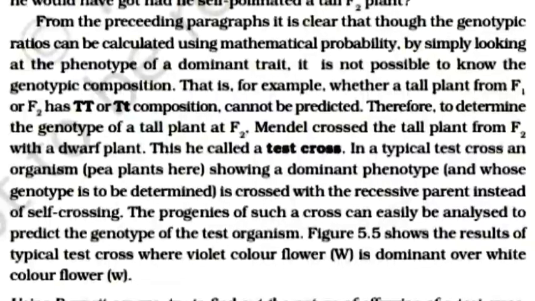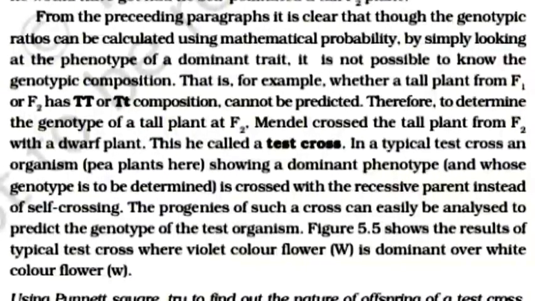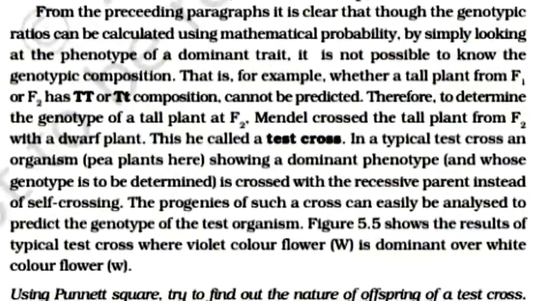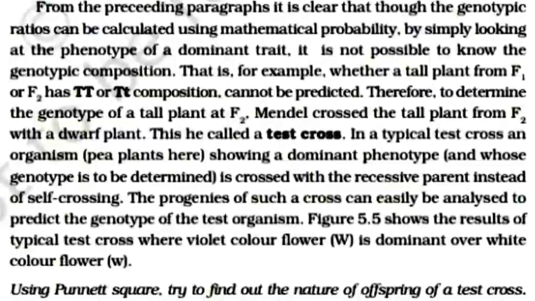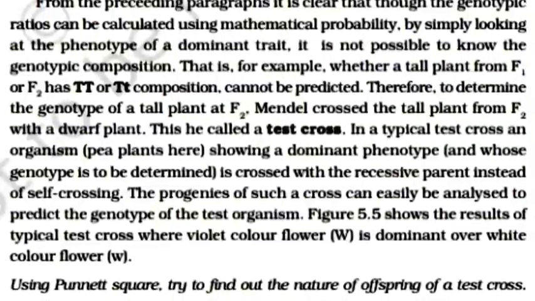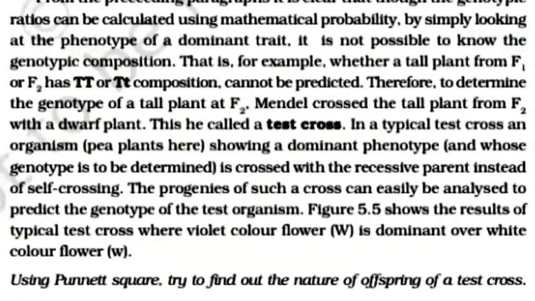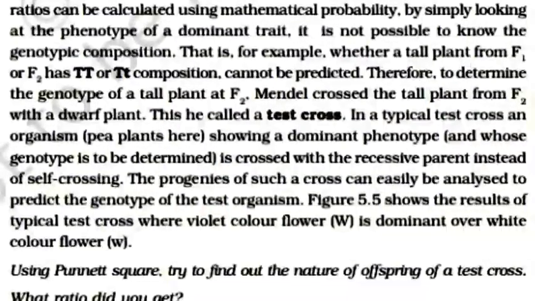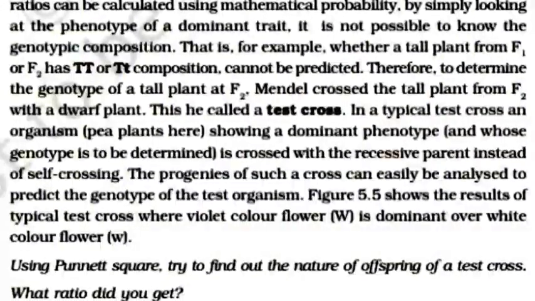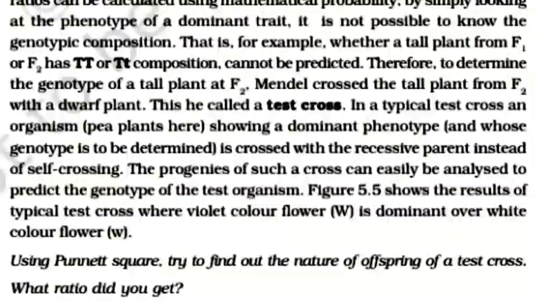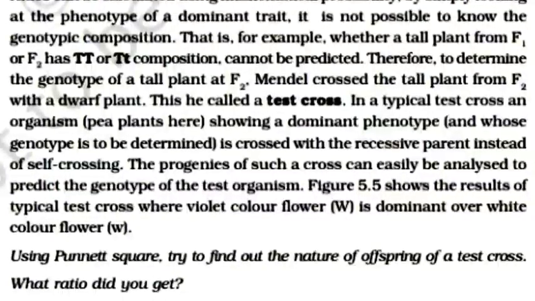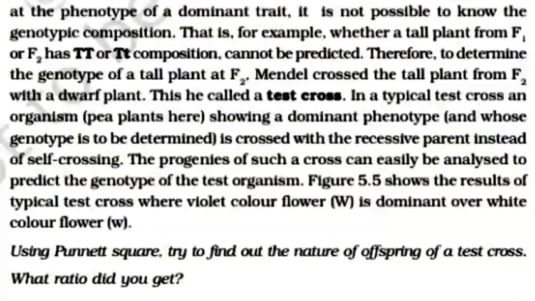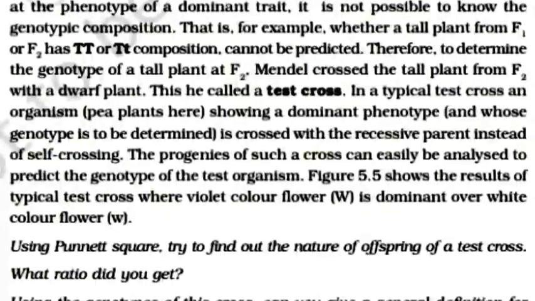In a typical test cross, an organism, a pea plant here, showing a dominant phenotype and whose genotype is to be determined is crossed with the recessive parent instead of self-crossing. The progeny of such a cross can easily be analyzed to predict the genotype of the test organism.